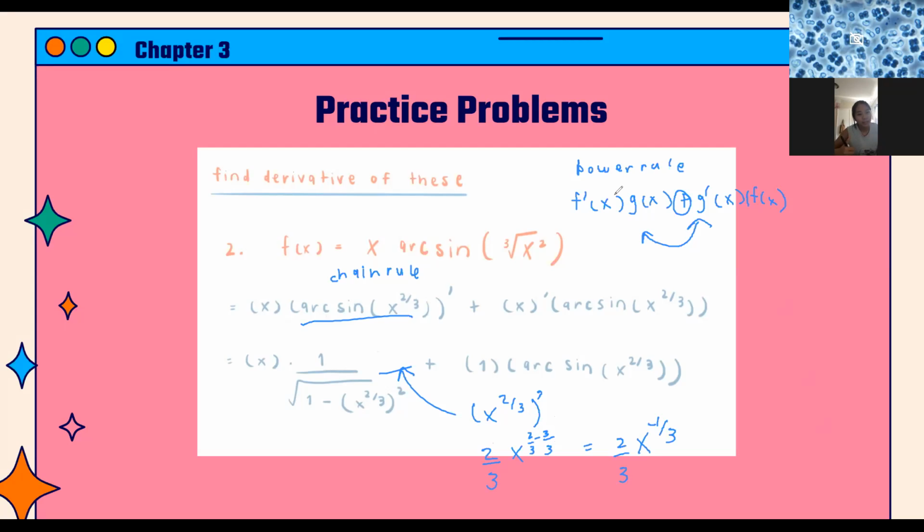Yeah? Yeah. So basically you do x times the derivative of arc sine, but then since you're using chain rule, you multiply by 2/3 x to the negative 1/3. So this whole thing is a chain rule, right? If it's arc sine x, it will be just 1 over 1 minus x squared. But since we have a complex x in here, we have to do the chain rule.